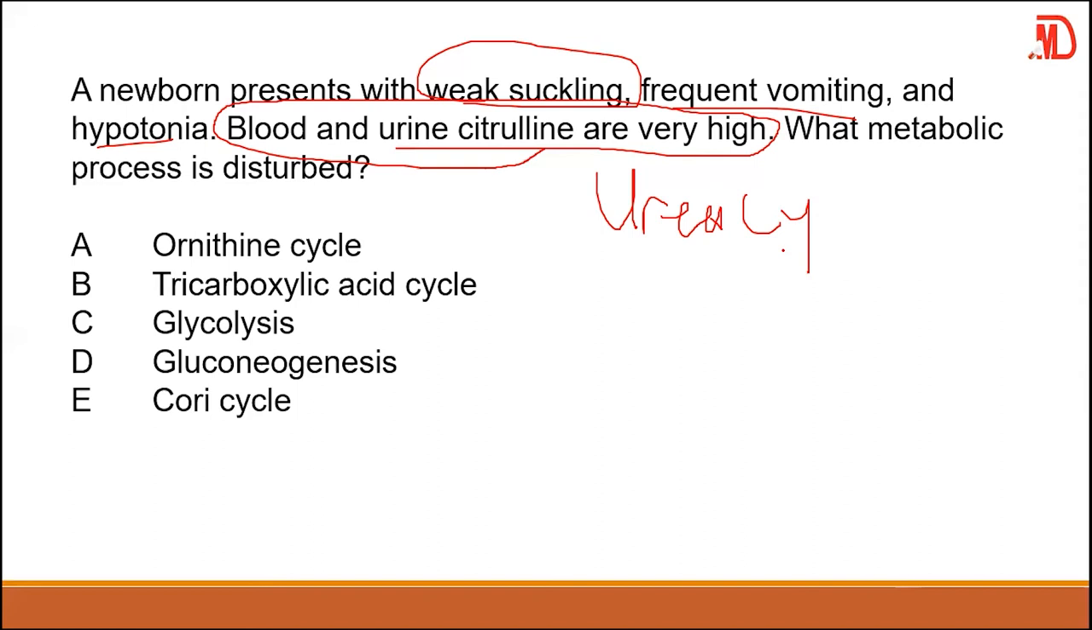Very good. So over here, the question is, what metabolic process is disturbed? Of course, we are talking about the ornithine cycle, or the urea cycle. Urea cycle, ornithine cycle, citrulline. Please don't forget these things. So the answer is A.